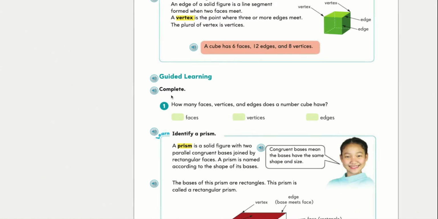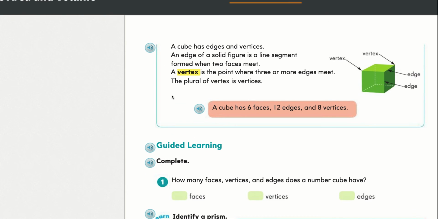Okay. A cube has edges and vertices. An edge of a solid figure is a line segment. So if you're looking along this edge here, it's just that line. It's formed when two faces meet. So when two sides or faces of the shape meet, it has an edge, which is like a line segment. A vertex is the point where three or more edges meet. So like right here. The plural of vertex is vertices.